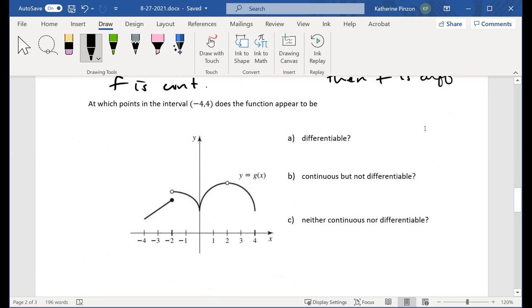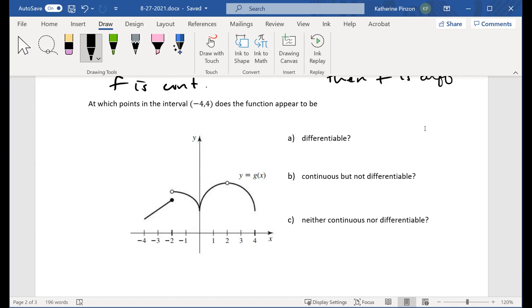Okay, so here's another graph. And this says, where on this interval from -4 to 4 is the function differentiable? That's going to be lots of places. We might write that answer in interval notation. Where is it continuous but not differentiable? And where is it neither continuous nor differentiable? It might be easiest if we start from this last question and go back. So where on this graph is it neither continuous nor differentiable? Which points on this graph is it discontinuous and hence not differentiable?